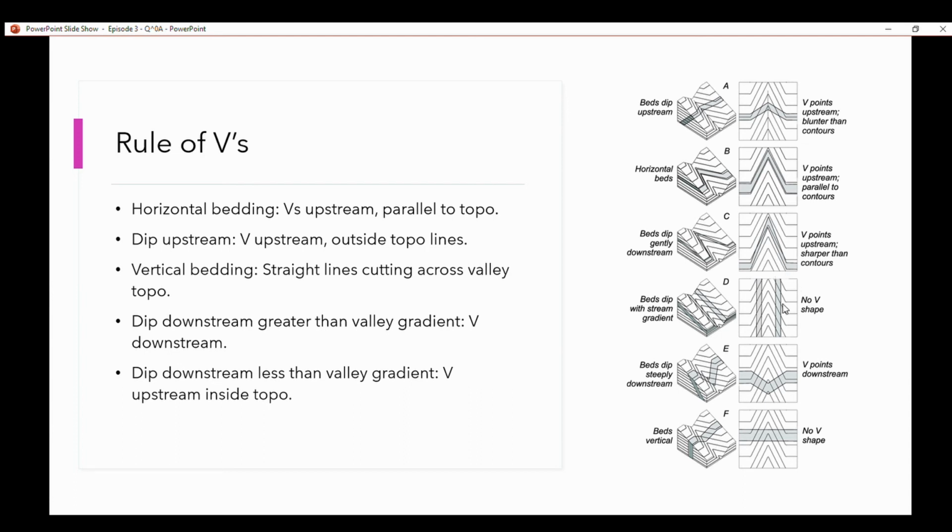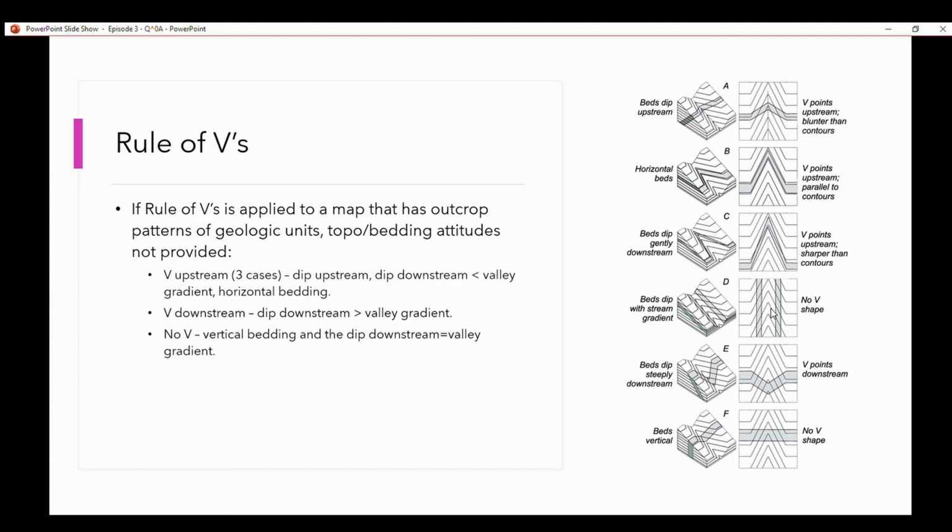So if the rule of V's is applied to a map that has outcrop patterns of geologic units, where the topography and the bedding attitudes are not provided, it'll V upstream in 3 cases: dip upstream, dip downstream with gradient less than the valley gradient, and horizontal bedding. It'll V downstream when the dip downstream is greater than the valley gradient, and it won't V if you have vertical bedding or the dip downstream is equal to the valley gradient.